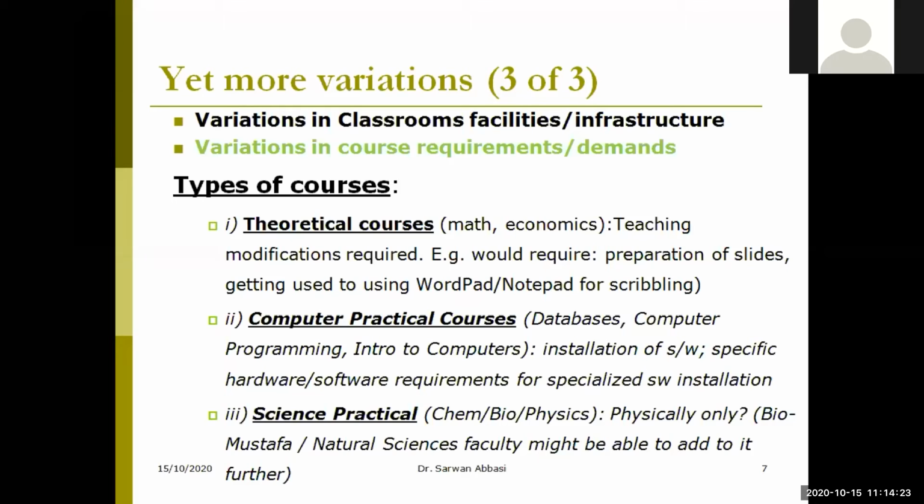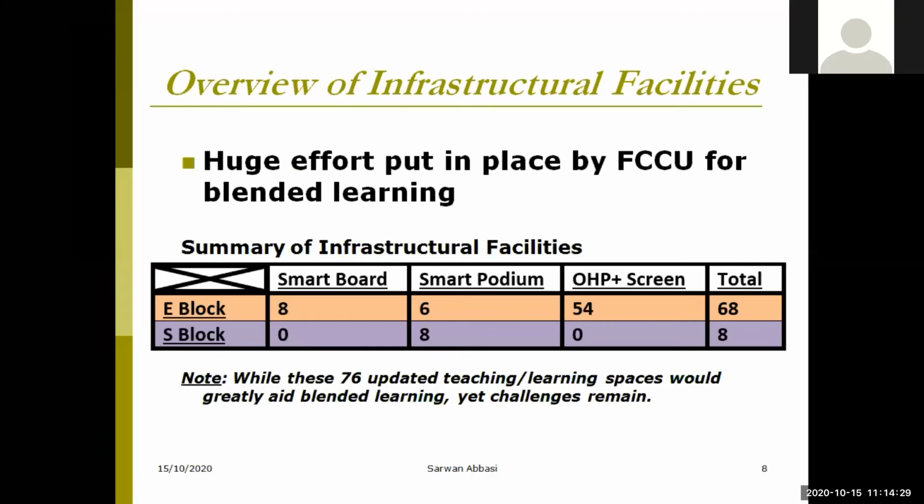So having discussed, I think broadly we have covered the different kinds of variations that we have. And as Dr. Khan said, a huge effort was put in place by FCCU and the Vice Rector's Office for Blended Learning, and about 76 classrooms now have updated facilities. But that also scares me, because I have a feeling that maybe there are lots of other classrooms which do not have any of these facilities.